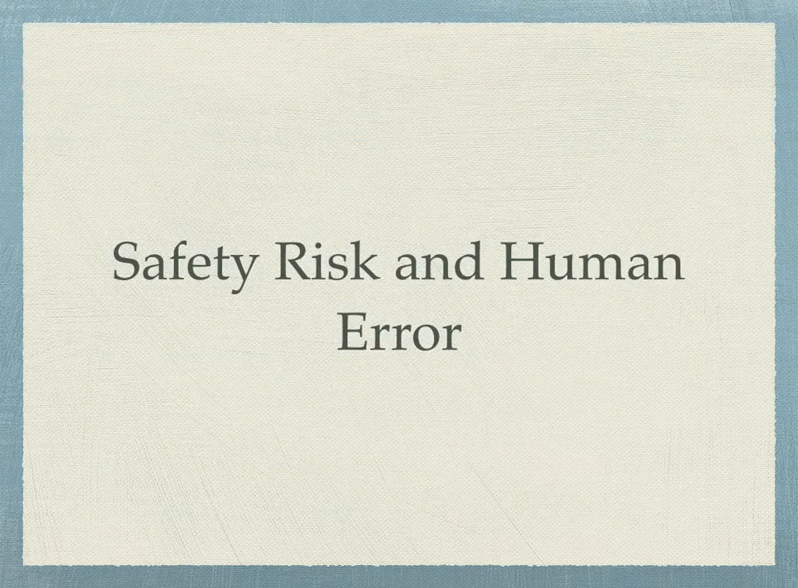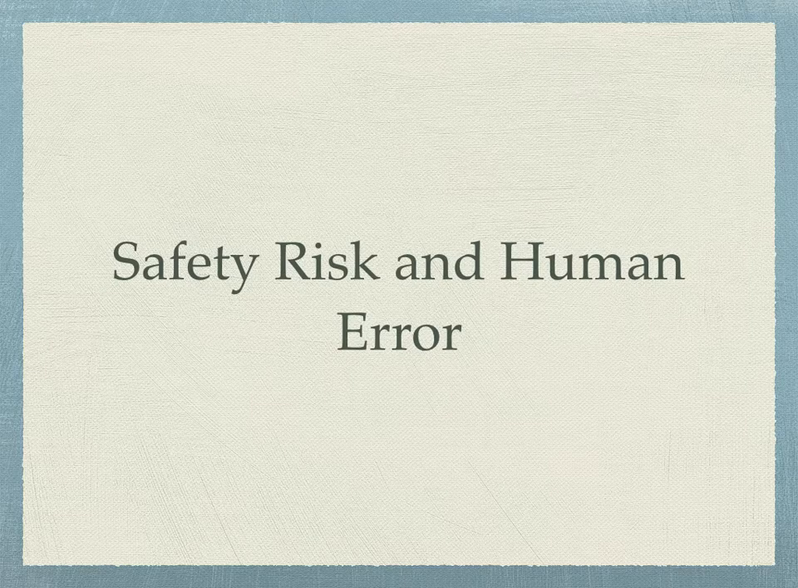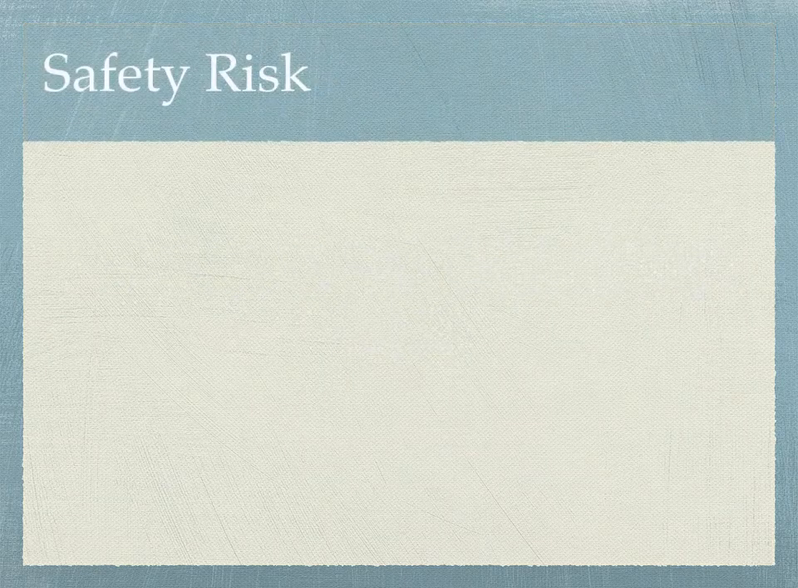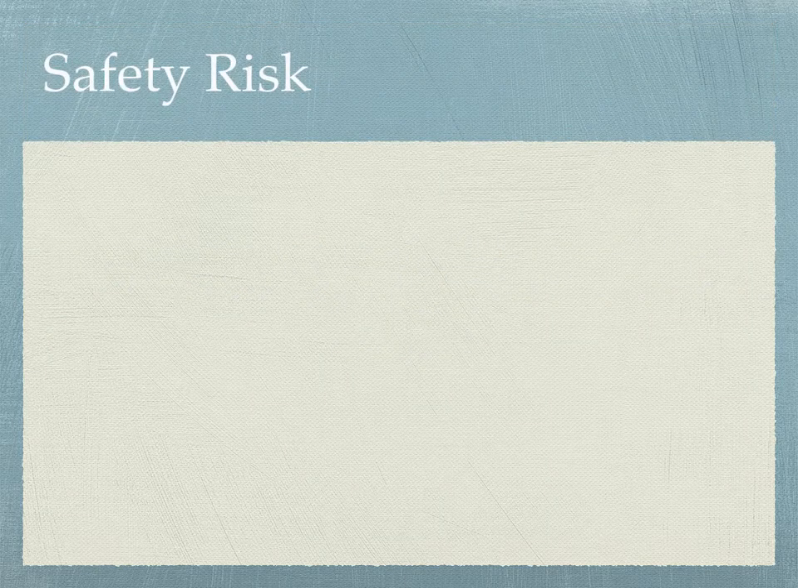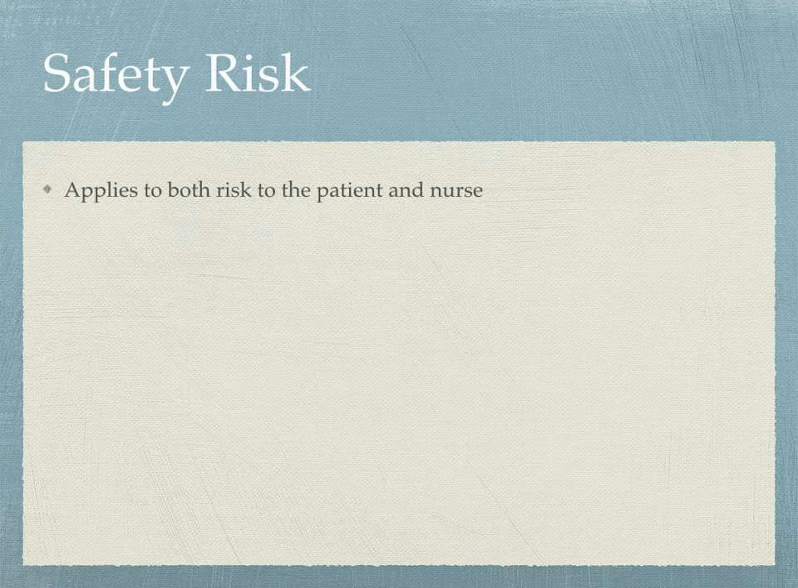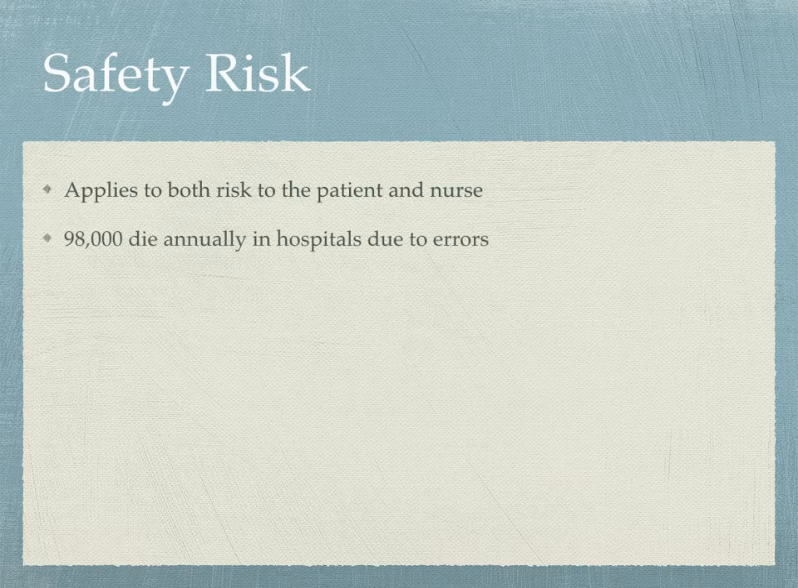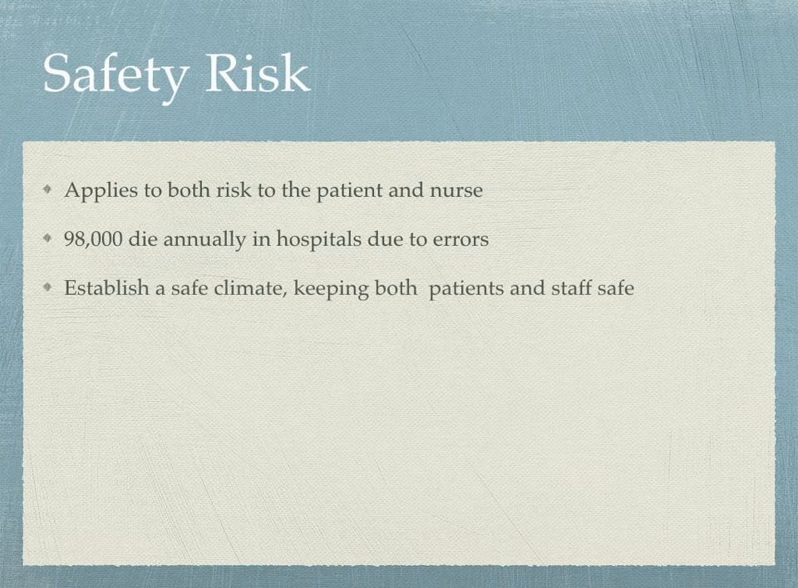Used synonymously with quality, we now focus on safety, more specifically safety risk and human error in caring for patients. When determining safety risk, it is important to be clear that it applies to both the patient and the nurse. In terms for patients, statistics are alarming, with 98,000 dying annually in hospitals due to errors. Identifying and mitigating risk is imperative to establish a safe climate, keeping both patients and staff safe.